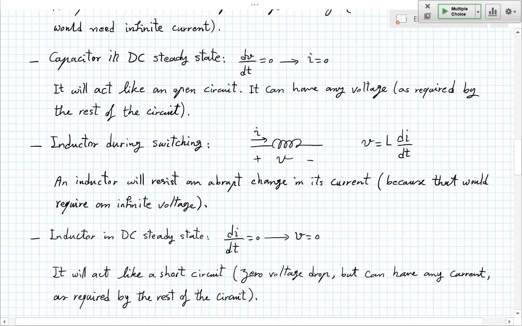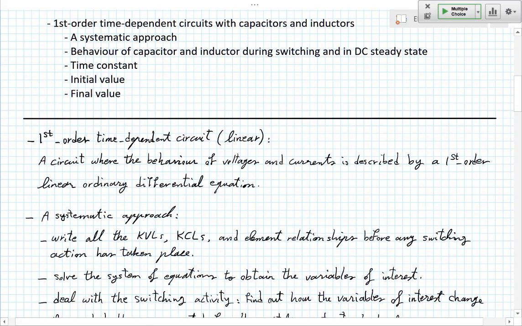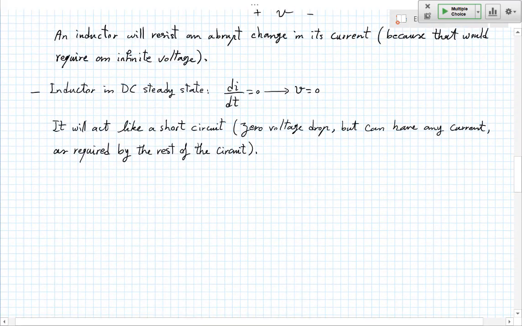So this is the summary of what happens during switching and in DC steady state. So what I want to do now is really put these to use. And maybe after solving one example, we will talk in a little more detail about this time constant and initial value and final value. But it would be easier to do so by looking at an example.